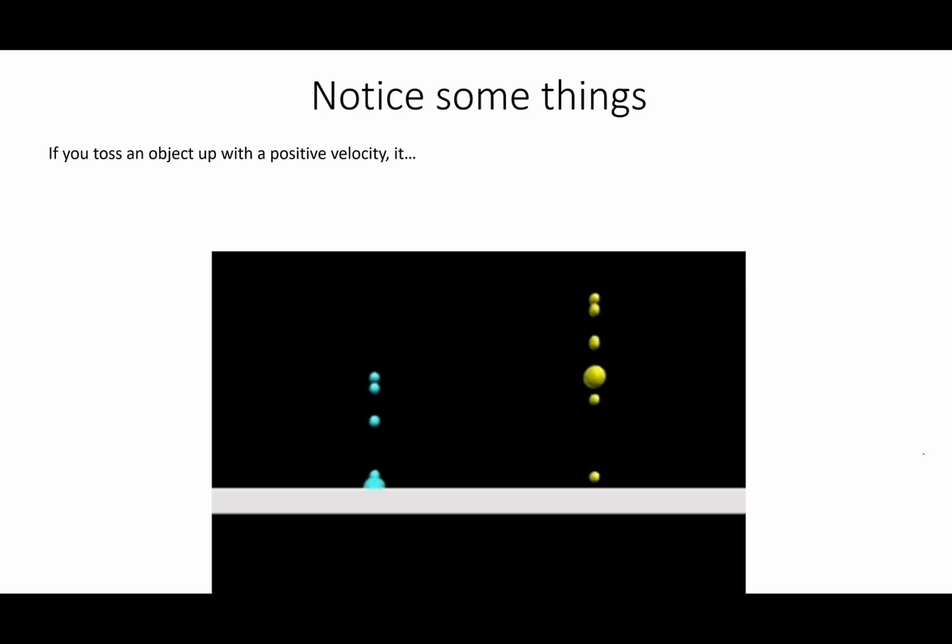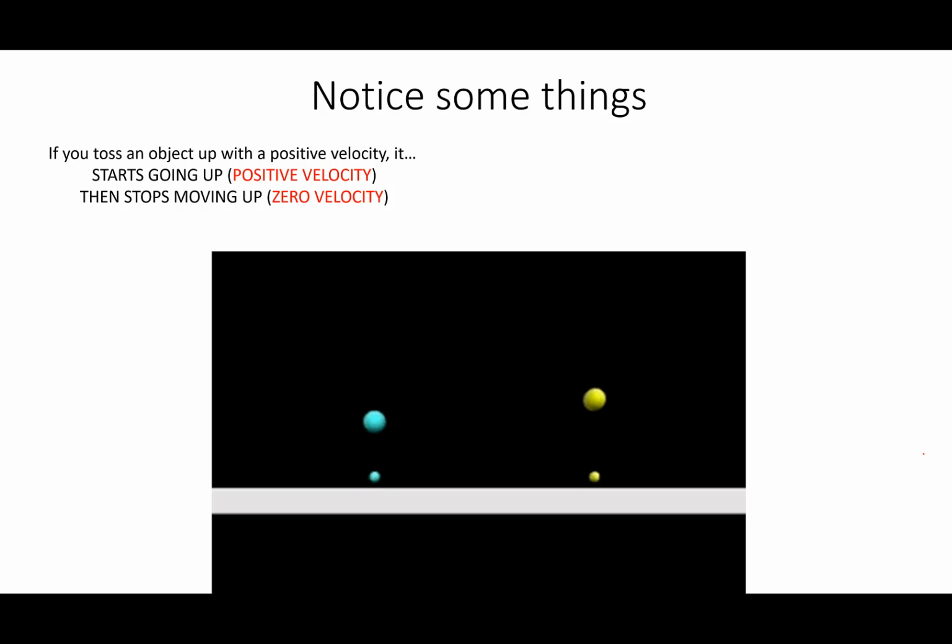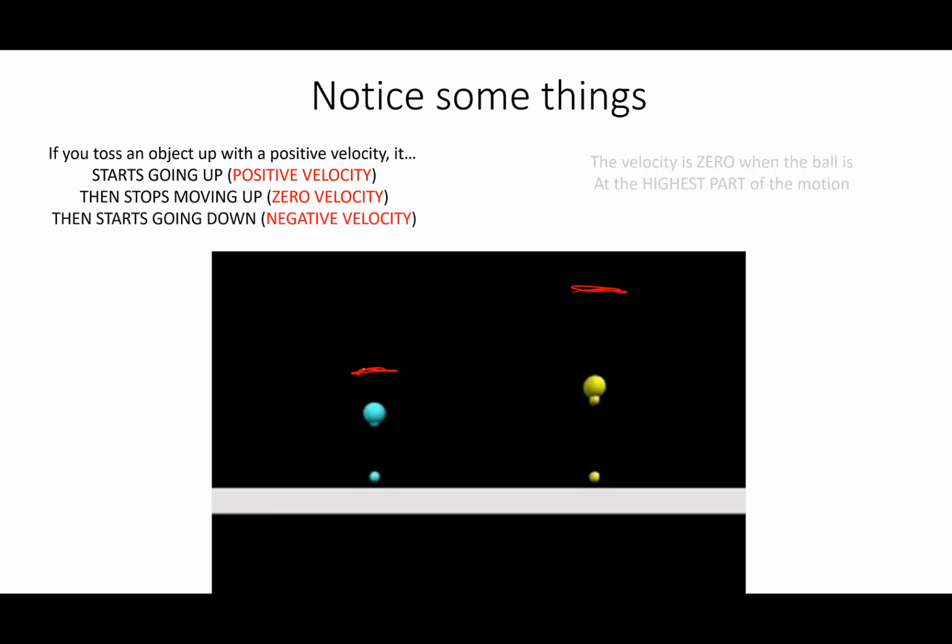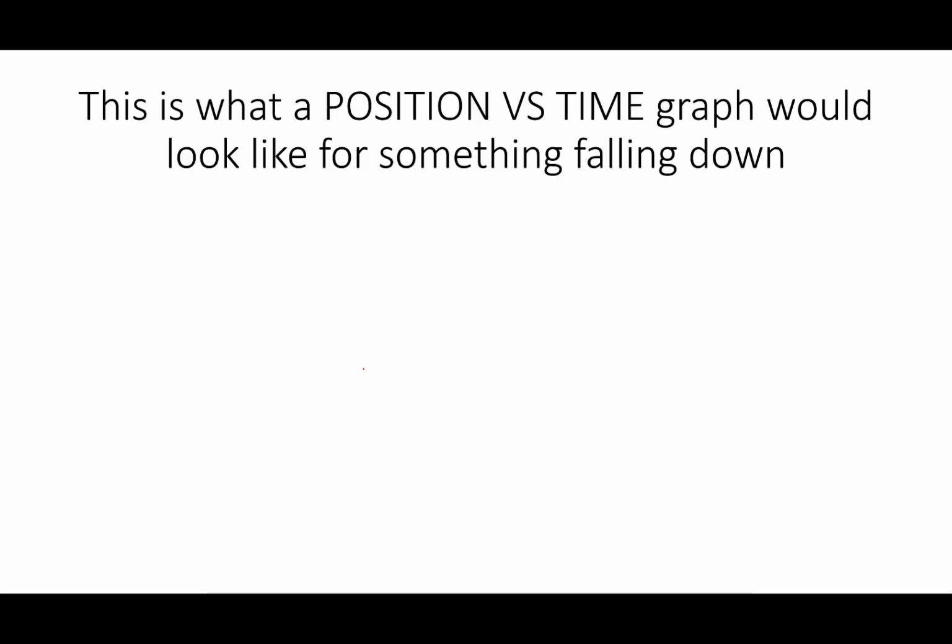So notice something. If you toss an object with a positive velocity, meaning that it is going up, that's what the positive means, it starts going up, as you would expect, then it slows and stops. At a certain point, it stops moving up and starts moving down. And that's always going to be at the peak of its fall. So here and here, they stop moving up and then they start moving down, which means that they go from a positive to a negative velocity. So the velocity is actually zero when the ball is at the highest part of the motion.